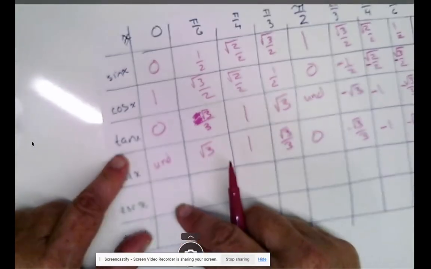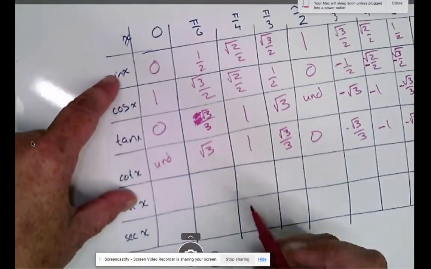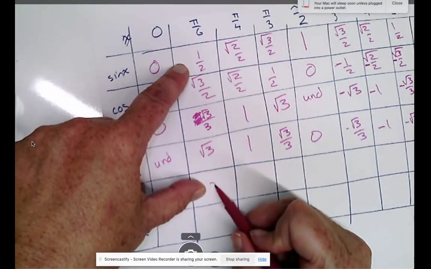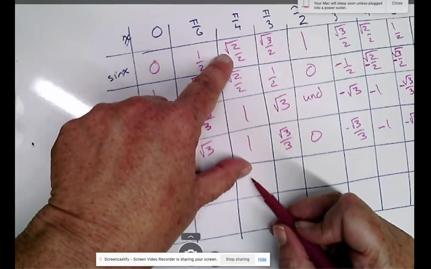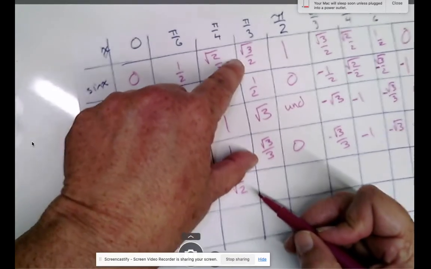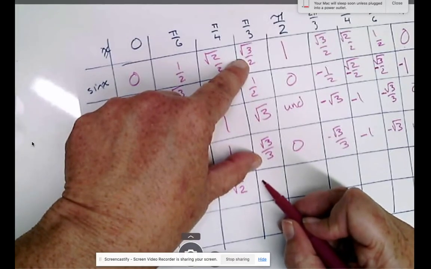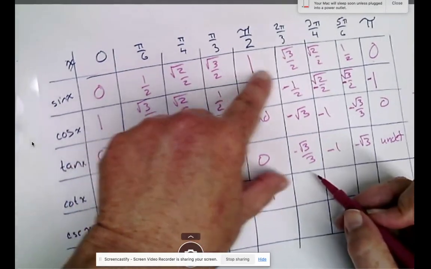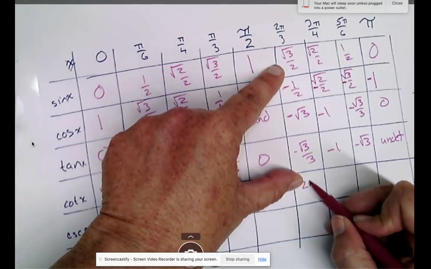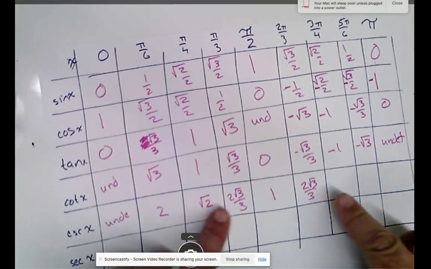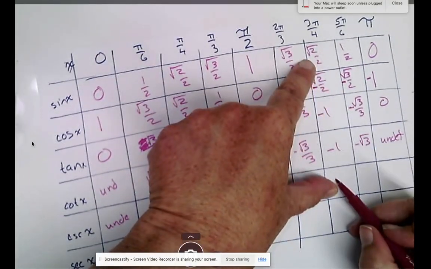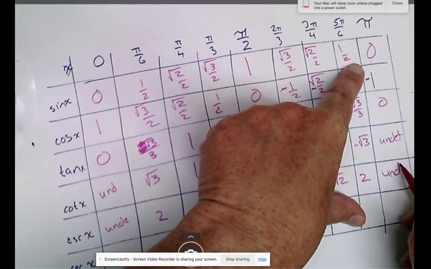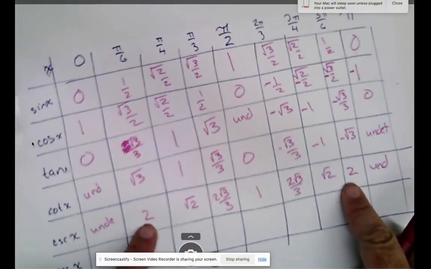Cosecant. Cosecant is 1 over sine, so the reciprocal of sine. 1 over 0, undefined. Reciprocal of 1/2 is 2. Reciprocal of root 2 over 2 is root 2. Reciprocal of root 3 over 2 is 2 root 3 over 3. Reciprocal of 1 is 1. We stay positive here, and that's 2 root 3 over 3. We check if we have this reflection going, and we do. This would be root 2, this would be 2, and this would be undefined. And then I check for my reflection.